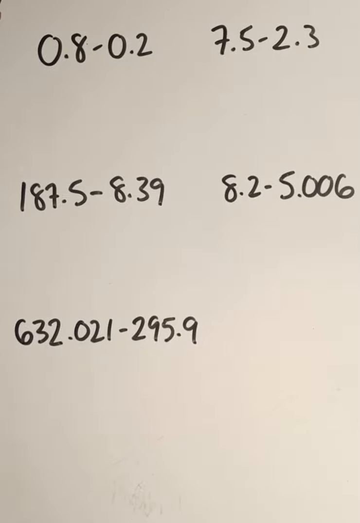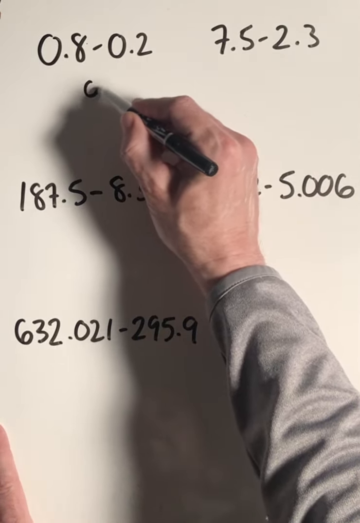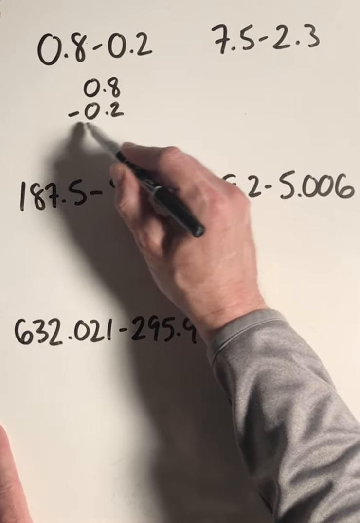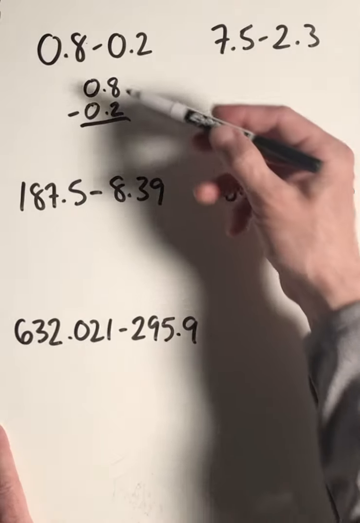Subtracting with decimals. We're going to follow the same procedure as addition. We're going to line up the decimal points first and then subtract as normal. In this case, I have 0 and 8/10 minus 0 and 2/10. So I'll line up the decimal points and then subtract as normal.